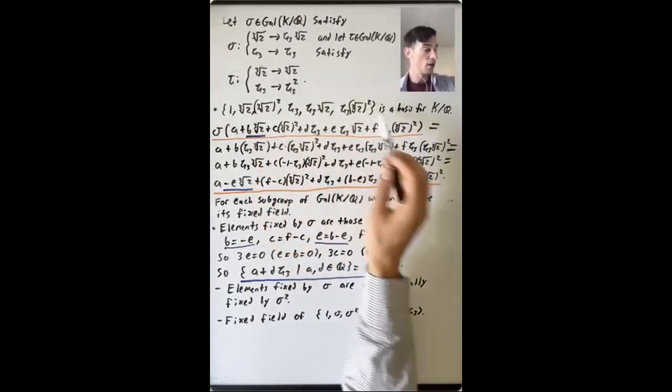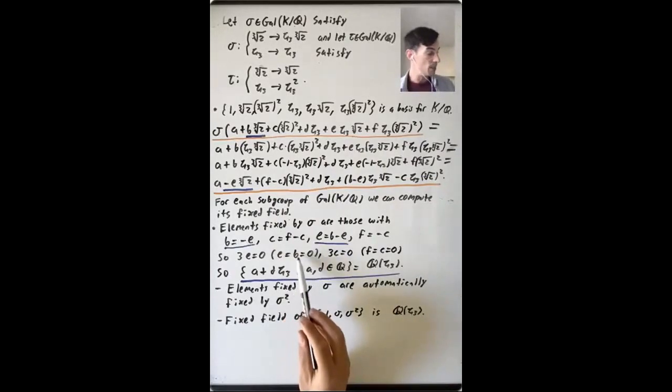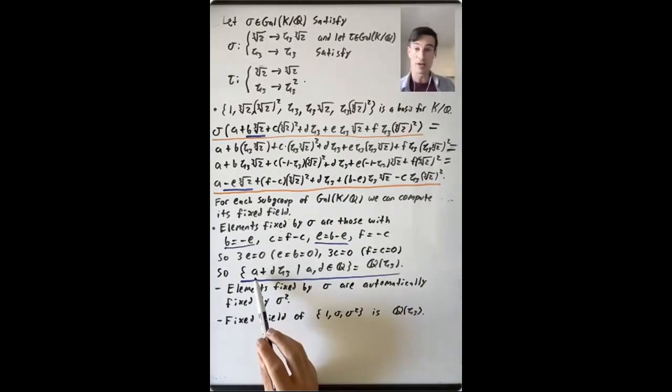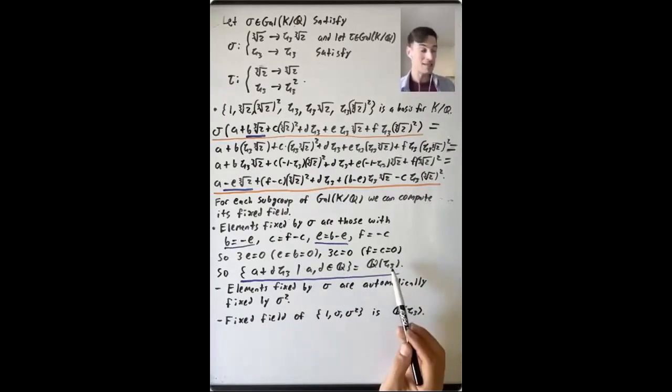So what are the elements that are fixed by sigma? They're the ones where e, b, f, and c are 0. So that is the set of all things of the form a plus d times zeta 3, where a and d are elements of Q. But this is the field generated by zeta 3 over Q.